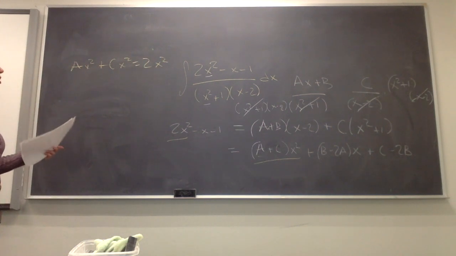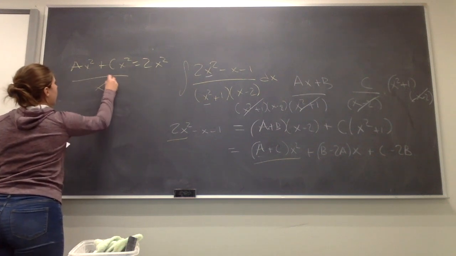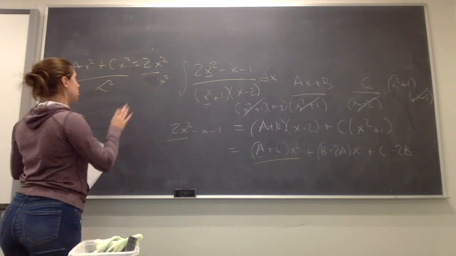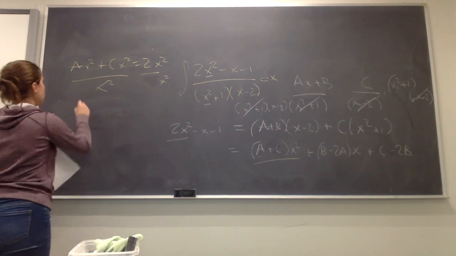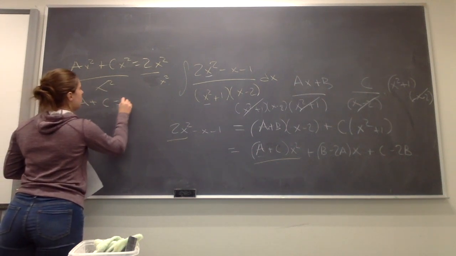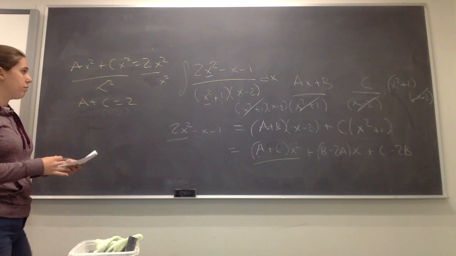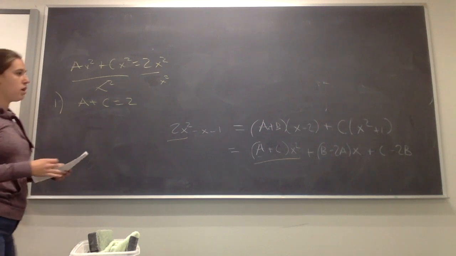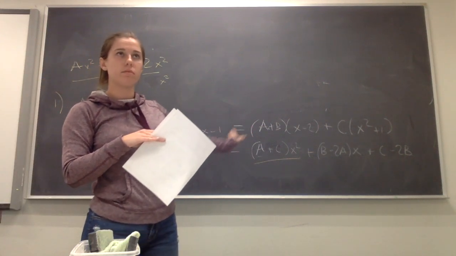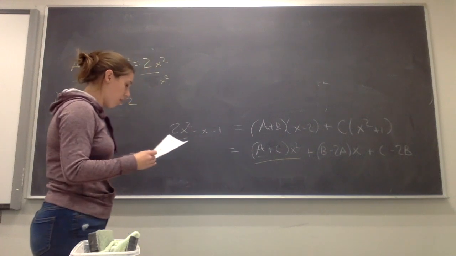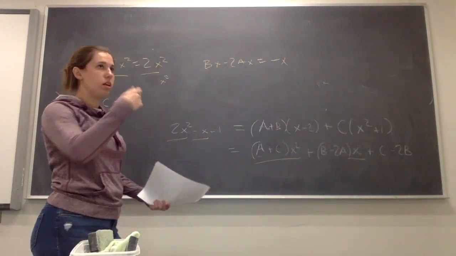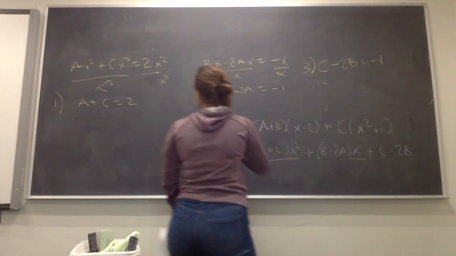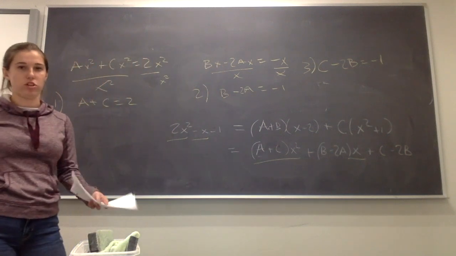So from there you can divide this whole thing by x squared to get rid of your x squareds completely in your first system of equations. So you'll end up with a plus c equals 2. From here, you're going to go on to your next system of equations. Since you have 1, but you still have the rest of your equation unsolved for, you've got to solve for that as well. So you have 1, 2, and 3 systems of equations.